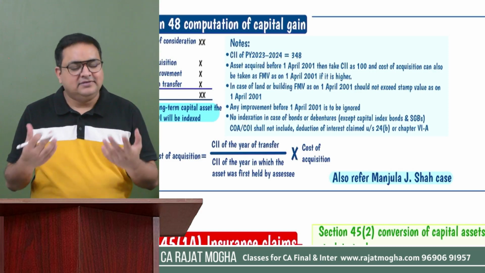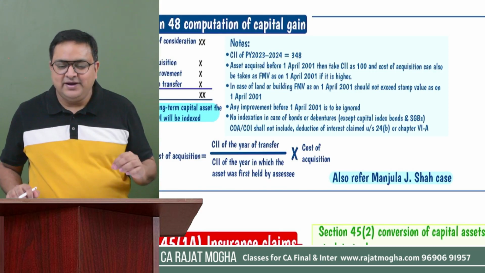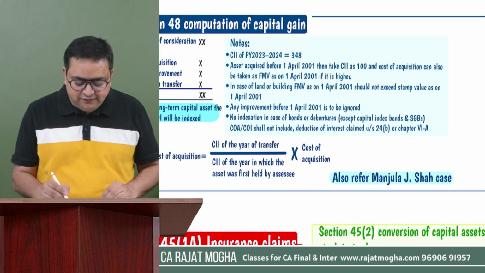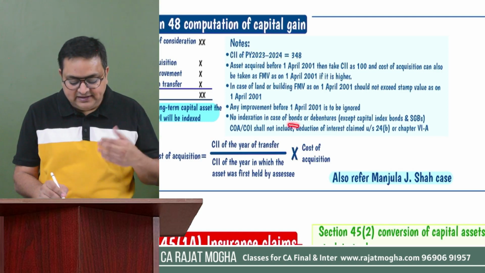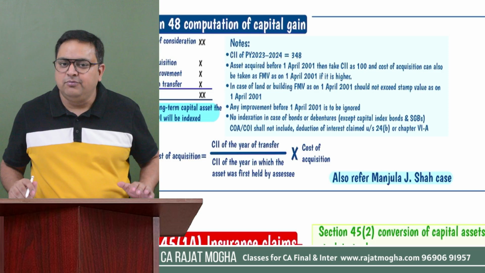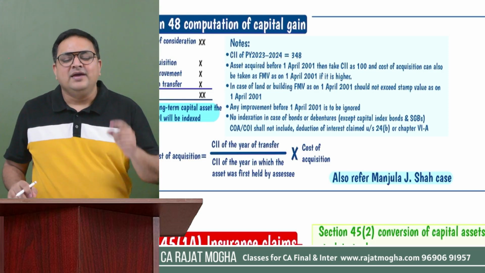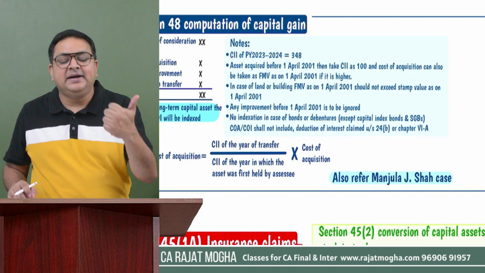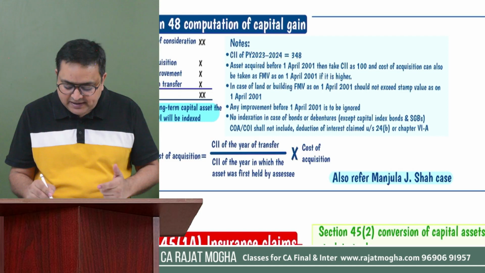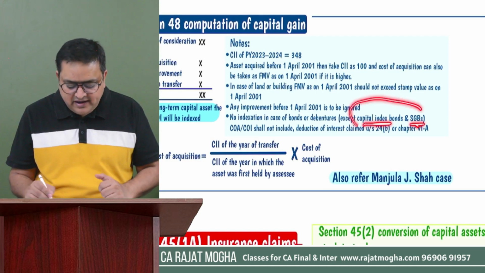And for long term, we understand that we have to apply indexation also. But there are certain exceptions to it. There are certain things on which indexation is not allowed. So if the assessee is selling bonds or debentures, there would be no indexation on bonds and debentures. And again, there is one more exception. If the assessee is selling capital index bonds or sovereign gold bonds, SGB, then indexation is allowed.